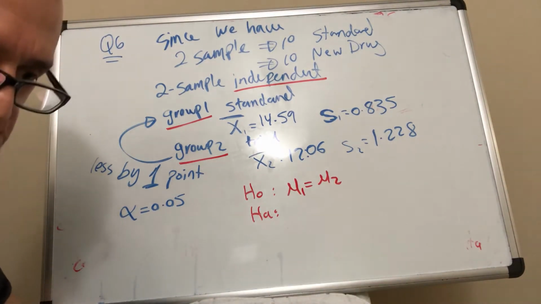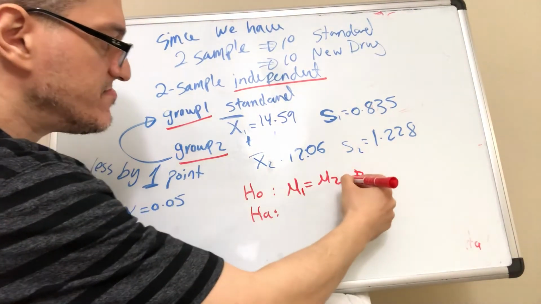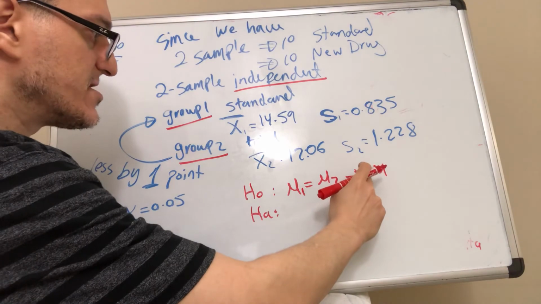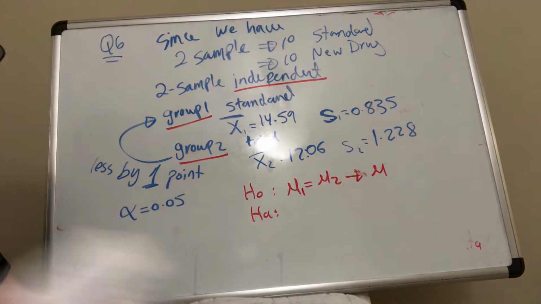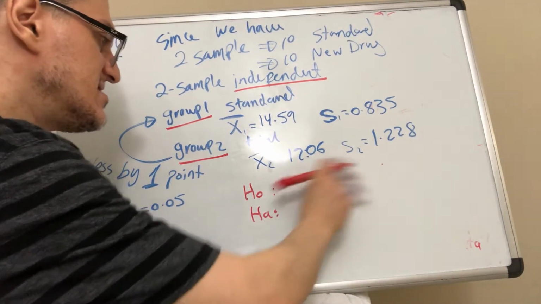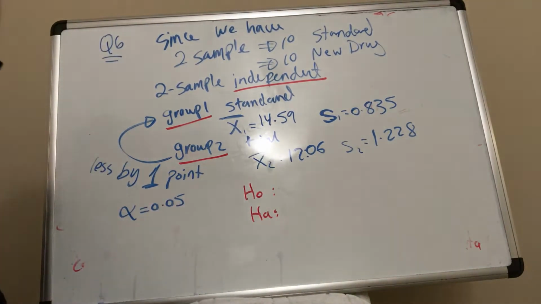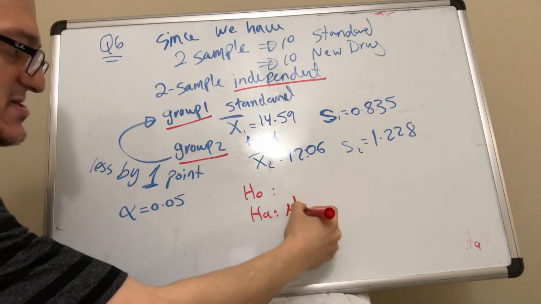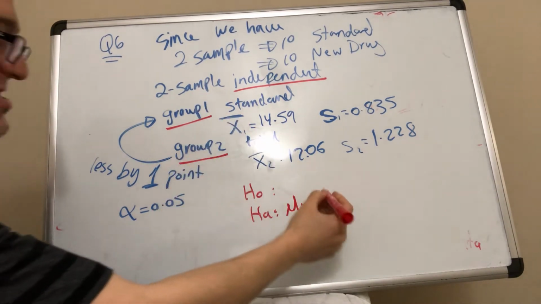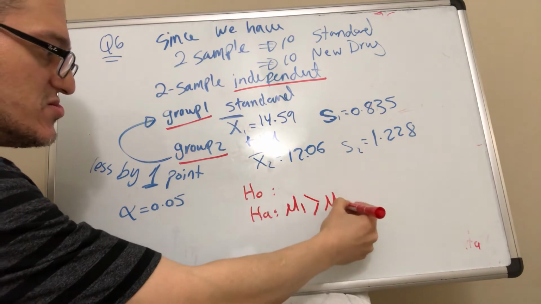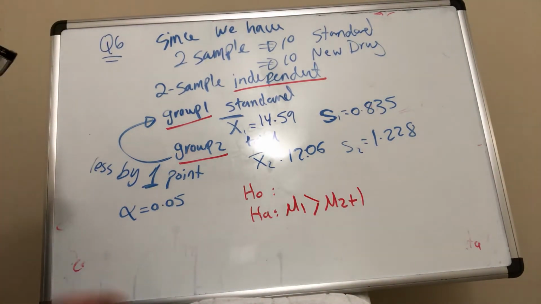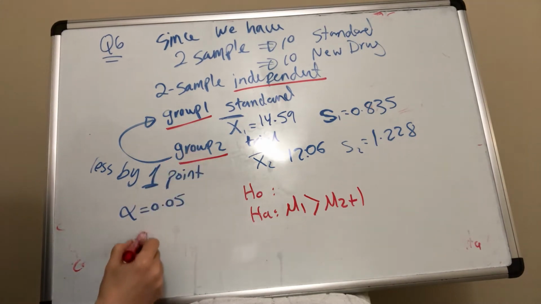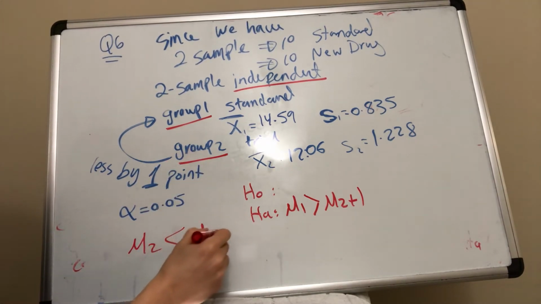They always equal. Or you can bring this over. No, I mean, let me just wait on this, because it's easier to do HA first and then go to H0. I'm going to start with this. I want to see if mu1 is more than mu2 by 1 point. So you might tell me, but the question says less. Yeah, it's group 2 less than group 1 by 1 point.